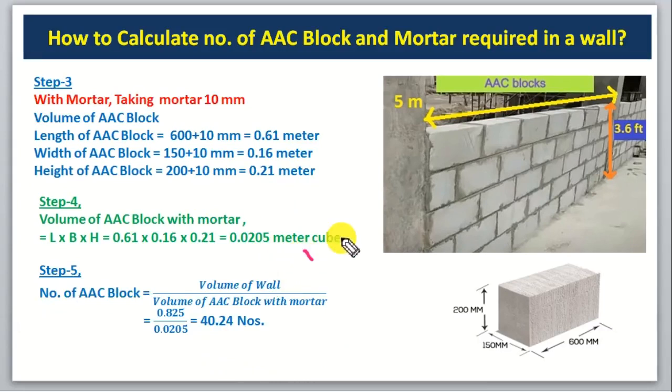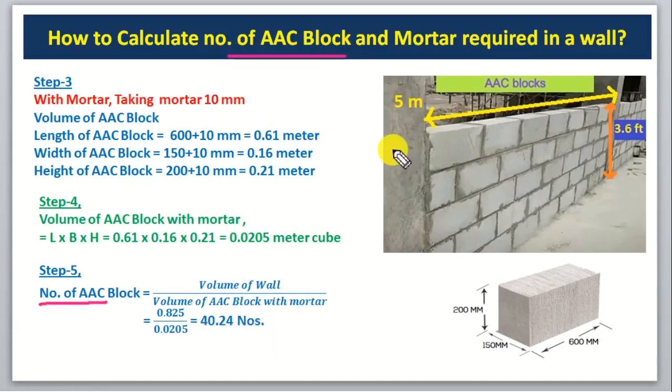And volume of ACC block with mortar is how much? 0.0205. Okay guys, now we have to calculate number of ACC block. So total volume of wall we had calculated 0.825, and volume of ACC block with mortar, because wall is also calculated with mortar. So volume of wall with mortar divided by volume of ACC block with mortar. So we will get how much? 40.24 number of blocks. So guys, we have calculated the total number of ACC block.